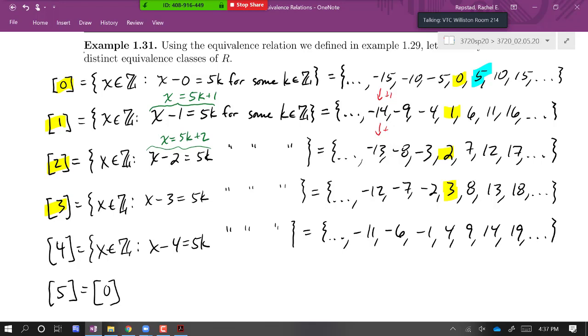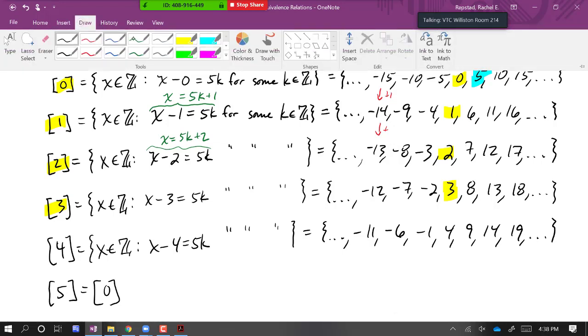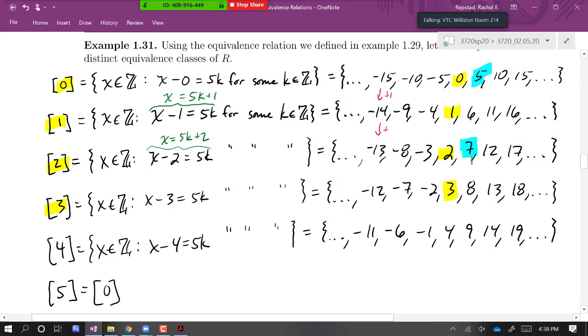So if I want the equivalence class of 5, I go up here and say, oh, 5 is in this equivalence class, so it's exactly the same throughout. If I want the equivalence class of 7, I say, oh, 7 is in this one. Since it overlaps in one element, it overlaps in the whole thing.